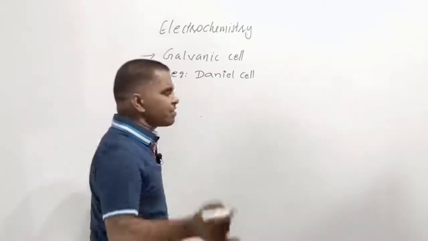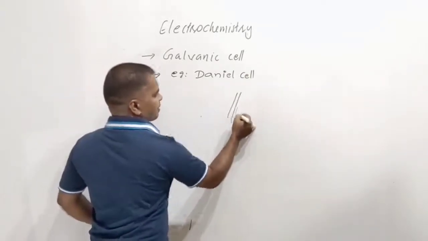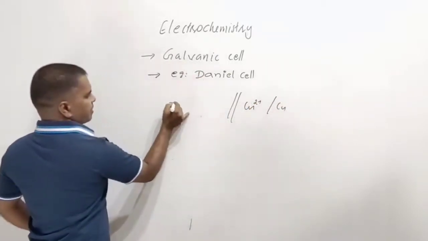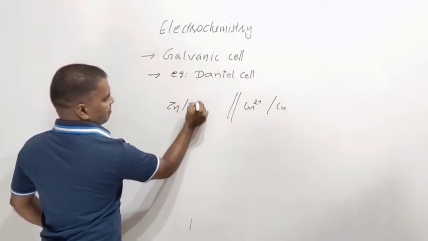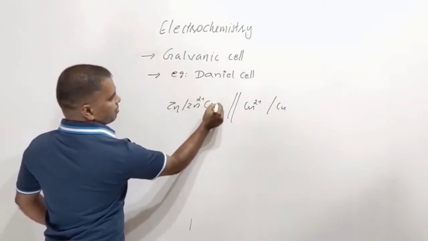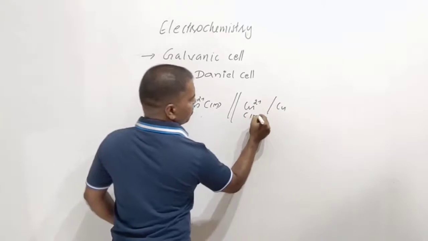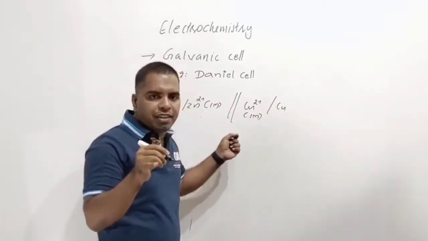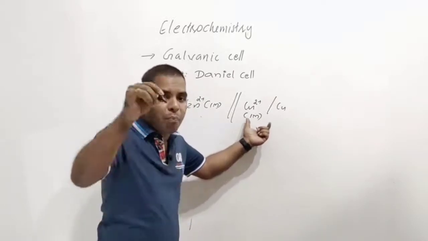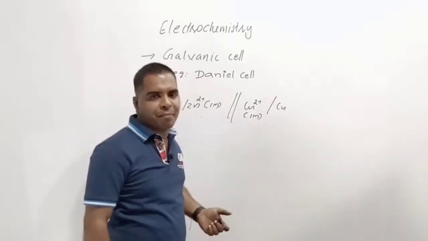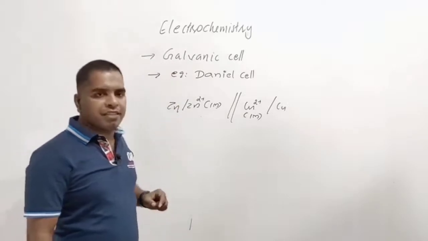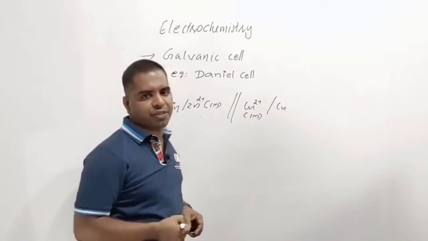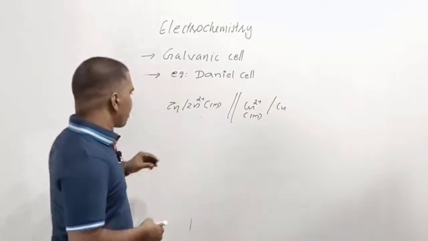Okay, the Daniel cell consists of two half cells, a copper half cell and a zinc half cell. The concentration is 1 molar here and 1 molar here, right? The Daniel cell consists of two half cells: a copper half cell, that is copper dipped in copper sulfate solution, and a zinc half cell, zinc dipped in zinc sulfate solution. Clear? Here oxidation takes place.